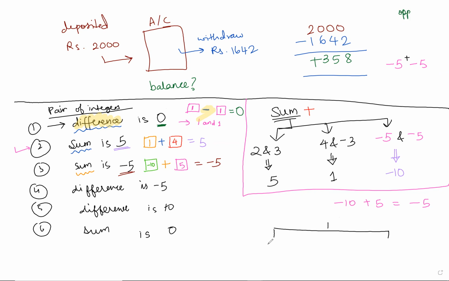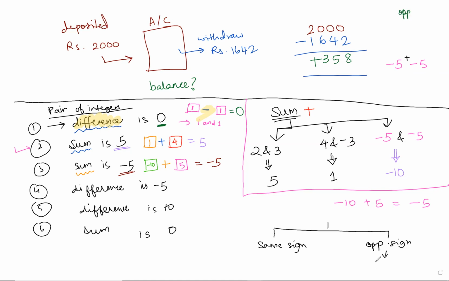If we have two positive or two negative integers, that means same sign. Now tell me whether this is same sign or opposite sign. Opposite sign. So for opposite sign, what is the rule for that?